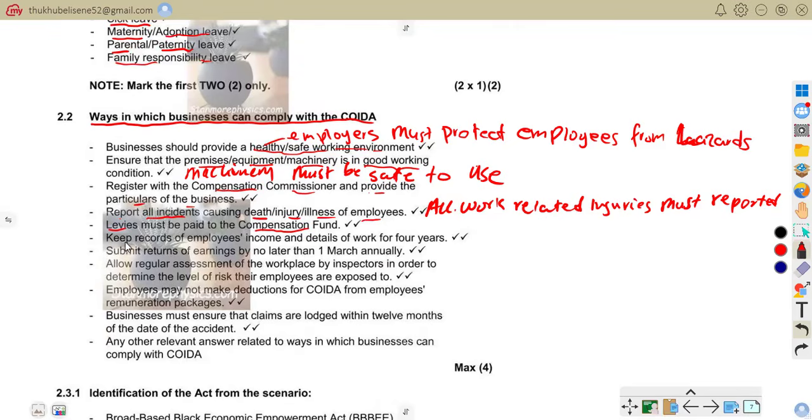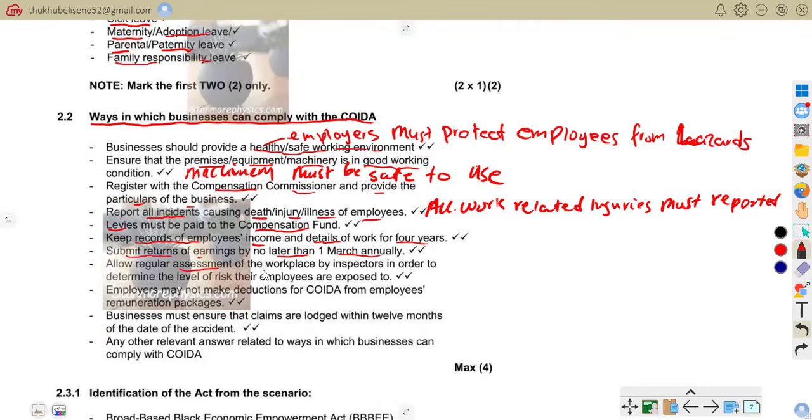So let us move on. Keep records of employees' income and details of work for 4 years. Records help verify claims. So the records are going to help us to verify what? The claims. Submit returns of earnings by no later than 1 March annually. So it means employers report earnings yearly.